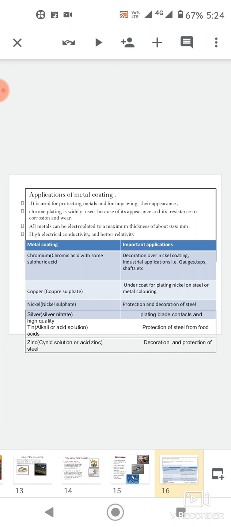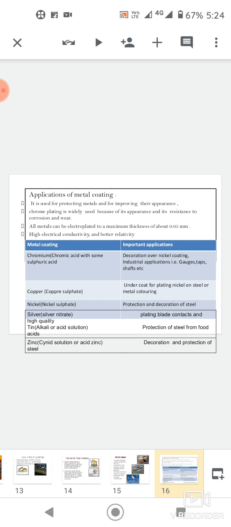to a maximum thickness of about 0.05 mm. High electrical conductivity and better reflectivity. Simple or complex, size is not a limitation. In the table, the metal coating on one side and the important application on the other side. First one is the chromium, in brackets chromic acid with some sulfuric acid.